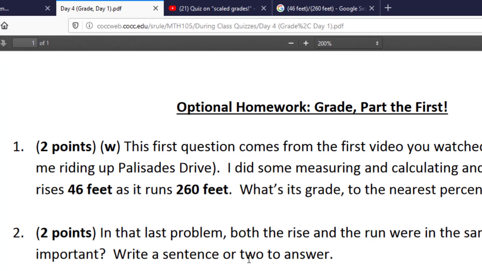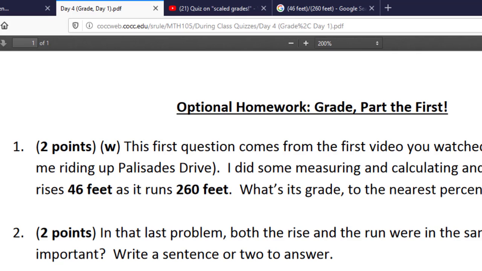And I think, yep, we just answered number 2 as well. Both the rise and the run were in the same unit. Why is it important? Because if you're doing the math, you have to have a unitless ratio when you're done. And the only way for that to happen is to make sure you take care of the units by dividing them off. So they have to divide off, and the only way to have that is if they're the same.